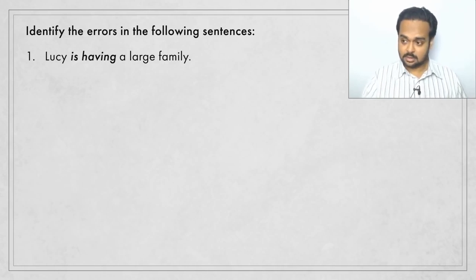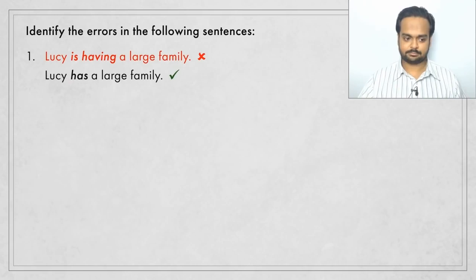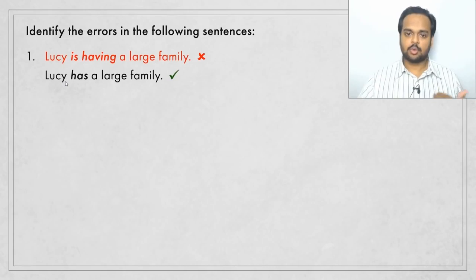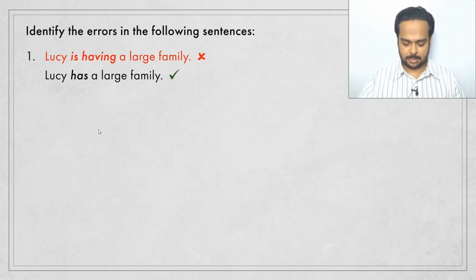Well, this is not okay. Why? Can you tell me why this is not okay? Well, it's because have expresses a relationship here. So we're not talking about Lucy doing any continuous action. Lucy is having a large family. Is she doing any action? No, it just expresses a situation. So Lucy has a large family.